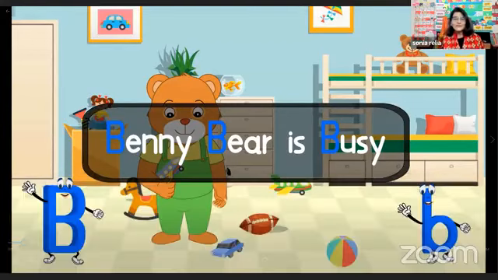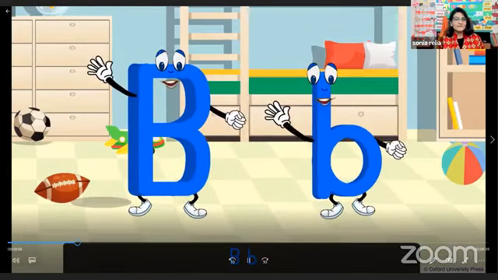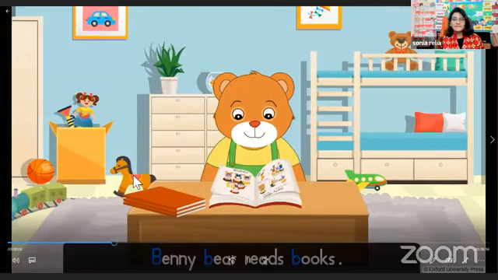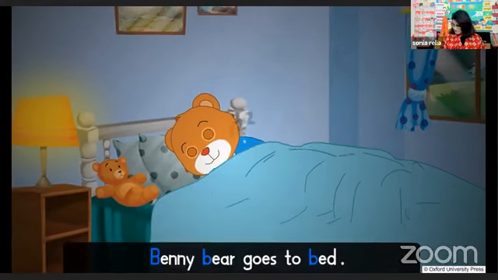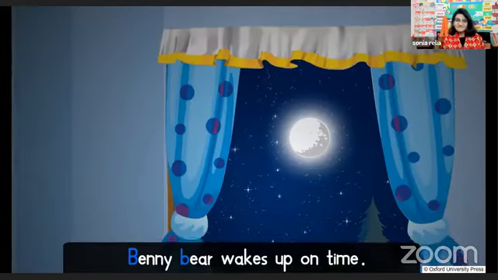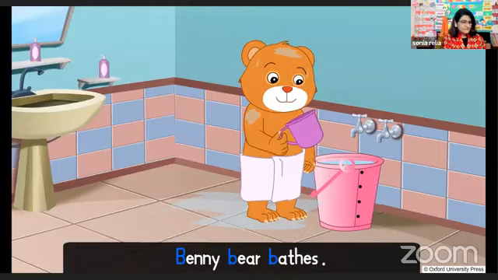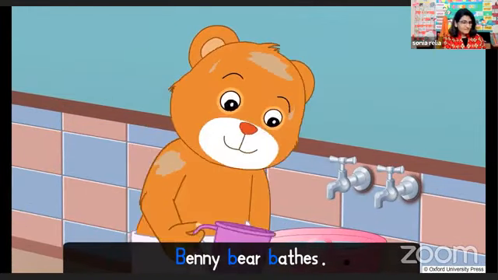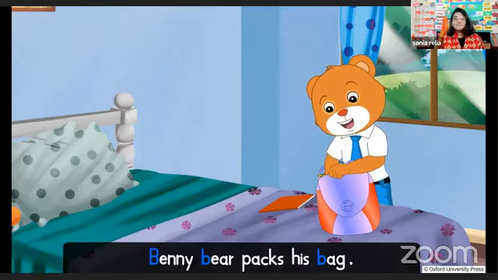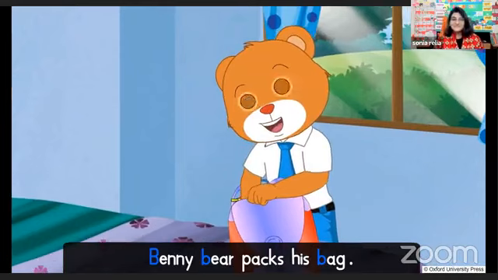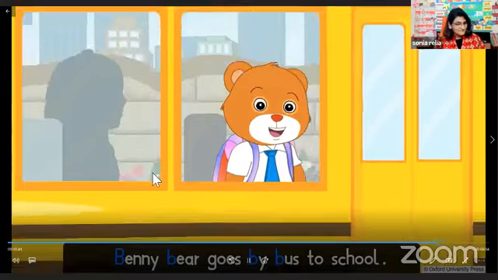Benny Bear is busy. B. Benny Bear reads books. Benny Bear goes to bed. Benny Bear wakes up on time. Benny Bear bathes. Benny Bear brushes. Benny Bear packs his bag. Benny Bear goes by bus to school.